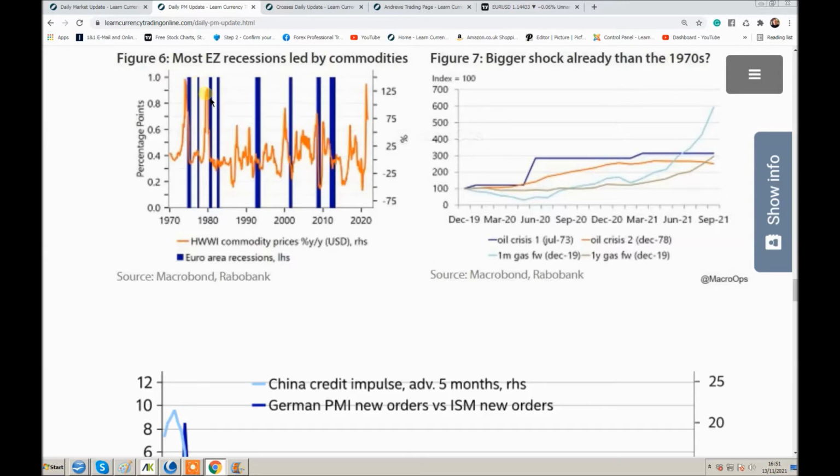Again here where my cursor is, big spike up in commodity prices. Recession follows straight after. Now look, you've got a big spike up. You're going to get another blue bar. And a lot of analysts and forecasters are saying that Eurozone is on the road to recovery. It's not.